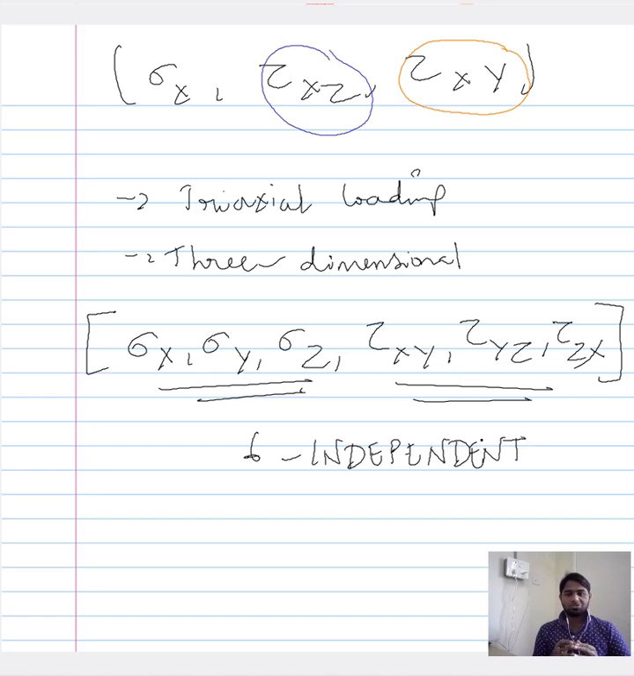Since we are talking about a fixed point, we were able to ensure rotational stability, and by virtue of it, we were able to reduce the 9 components to 6 by eliminating the dependent components. Ultimately we saw that for a 3-dimensional system experiencing triaxial loading, the number of components required to describe the mechanical condition at a point is 6 independent components, 3 normal and 3 shear.